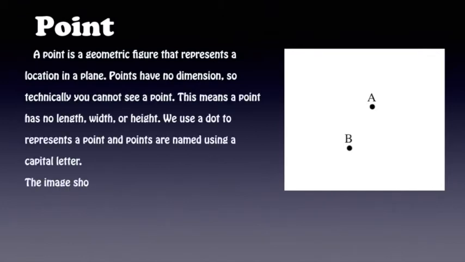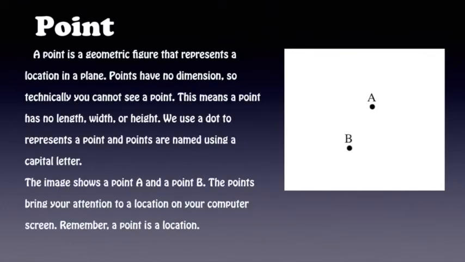A point is a geometric figure that represents a location in a plane. Points have no dimension, so technically you cannot see a point. This means a point has no length, width, or height. We use a dot to represent a point, and points are named using capital letters. The image shows a point A and a point B. The points bring your attention to a location on your computer screen. Remember, a point is a location.